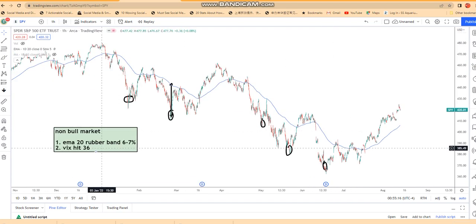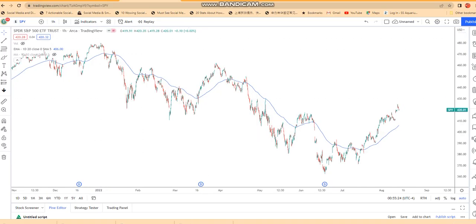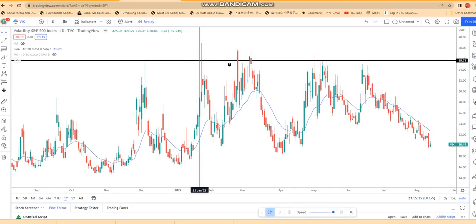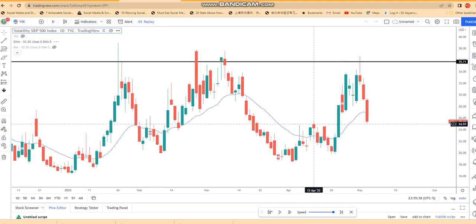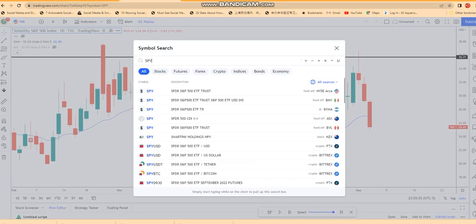Second way is called VIX Heat 36. If I take a look at the VIX chart since this year, you can see that on 24 February, it hit 36. It hit 36 on 7 March. It hit 36 on 2nd May. So these are the days I will buy as well.